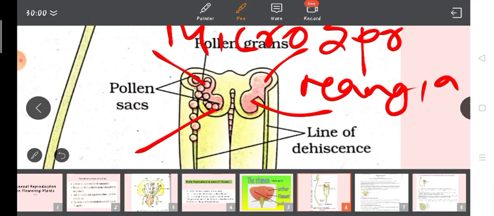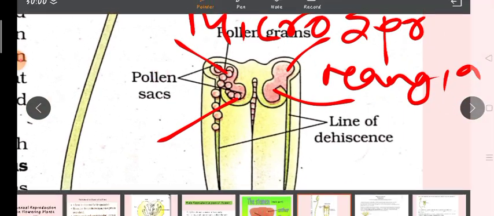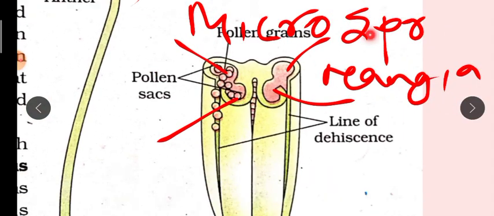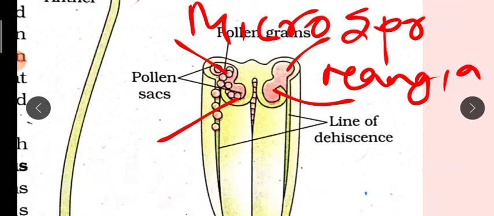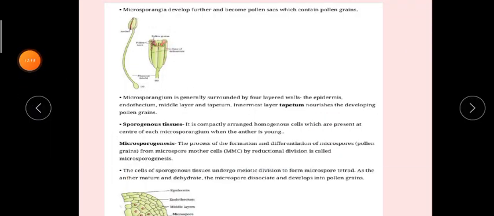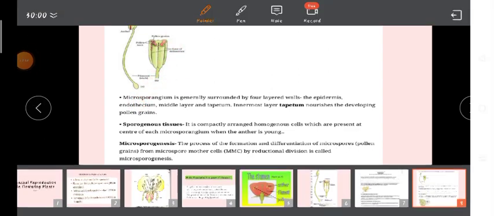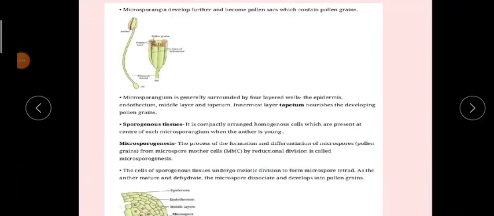These microsporangia will further develop into pollen sacs. Understood? Microsporangia will become mature and develop into pollen sacs. See this, microsporangia develop further and become pollen sacs with pollen grains. Here in these microsporangia only you will find pollen sacs and pollen grains. The word microsporangium is for one, and the 4 microsporangia together are called microsporangium.